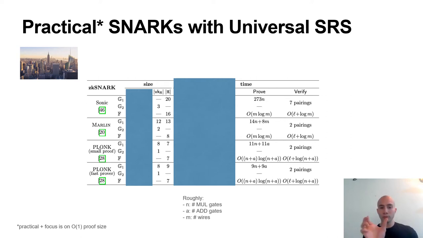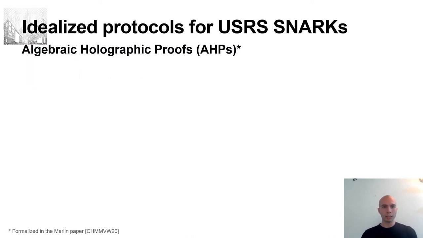So we can achieve these proof systems through these compilers, and we're going to tweak the recipe by which we achieve them a little bit. The recipe is as follows. We take an algebraic holographic proof, which, it doesn't matter what it is exactly, I'm going to give you some intuition about it, but it's our idealized protocol.